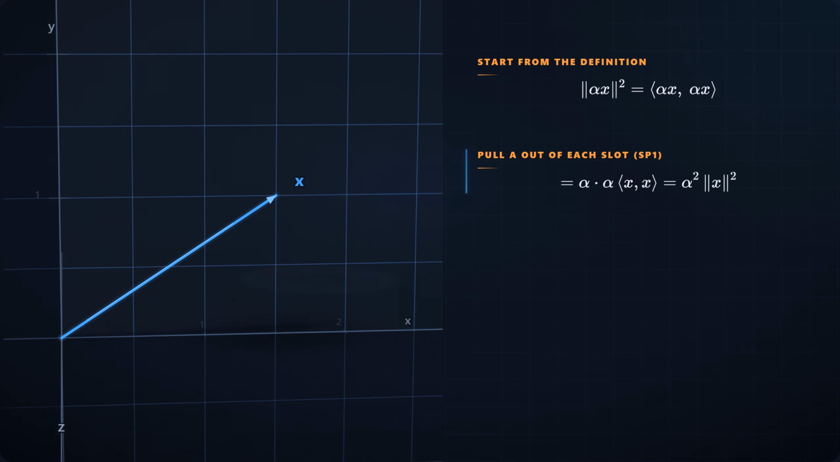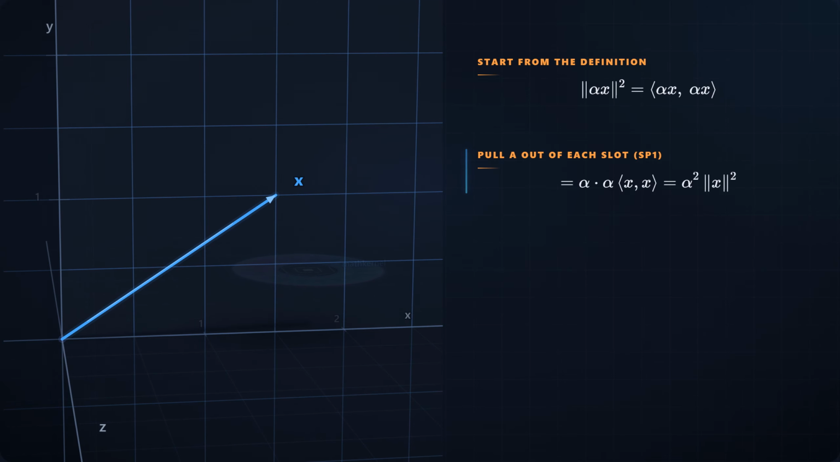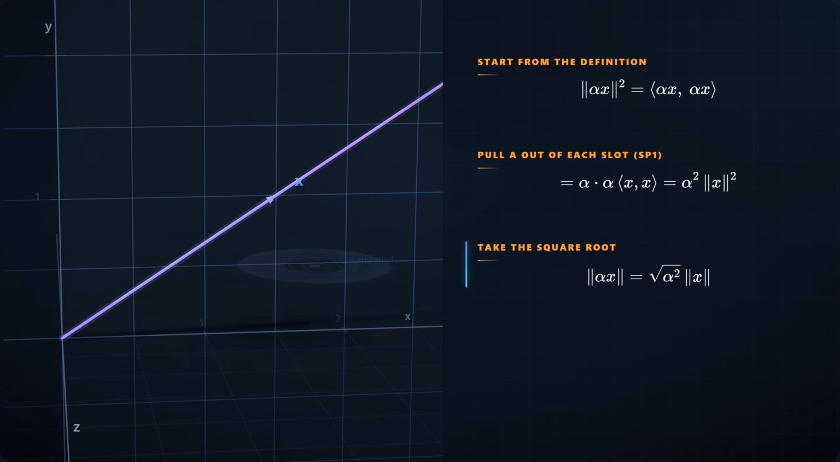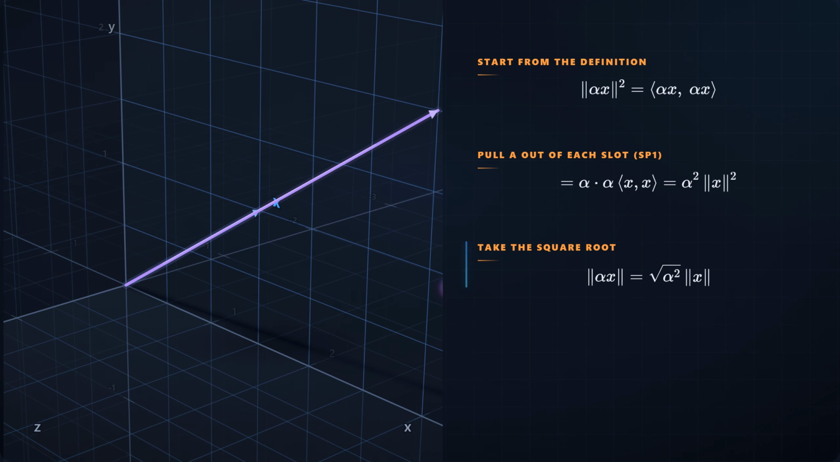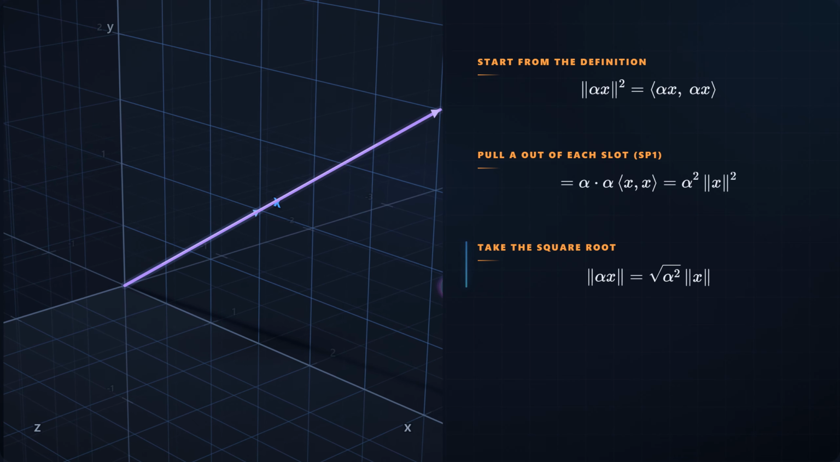Bilinearity lets you pull a scalar out of each slot. Alpha comes out of the first, alpha out of the second. Alpha times alpha times the product of x with itself, which is alpha squared times the norm of x squared. Now take the square root of both sides. The right-hand side becomes the square root of alpha squared times the norm of x.